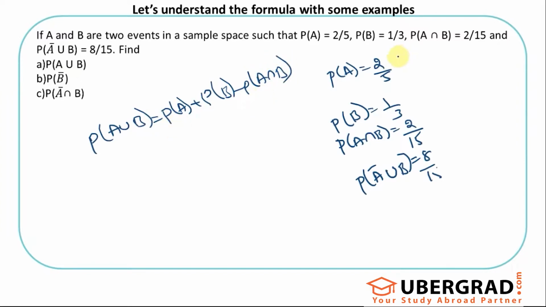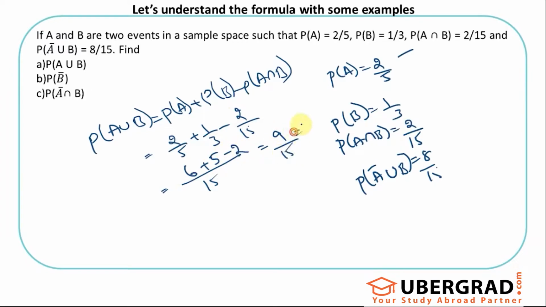What is P of A? 2 by 5. P of B is 1 by 3. P of A intersection B is 2 by 15, so I have to subtract that. Take the LCM 15. 2 3s are 6 plus 3 5s are 15, so 5 minus 2. So that is 9 by 15, that is 3 by 5 is the answer. Right? That's how you do it.